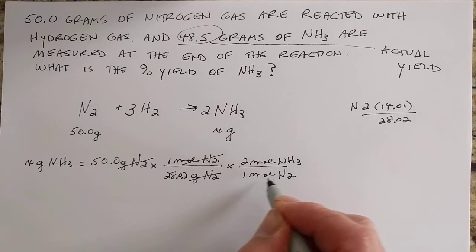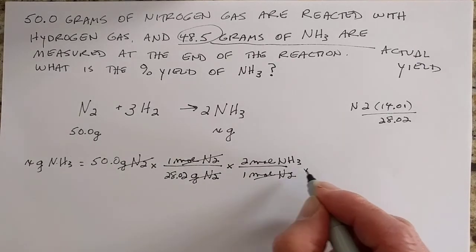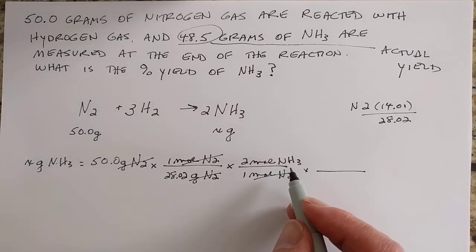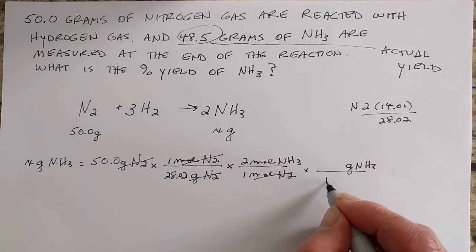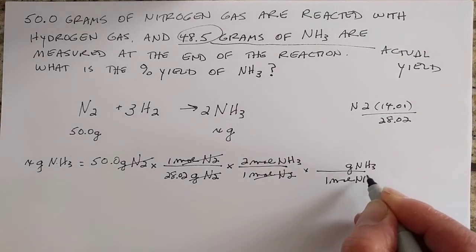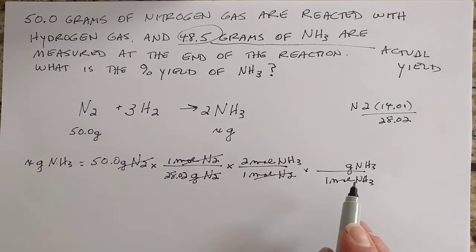Cancel out the moles of N2. We need grams, we have moles, so we need another conversion factor. And now we need to figure out the grams of NH3 in 1 mole of NH3. So it's molar mass, mole ratio, molar mass.